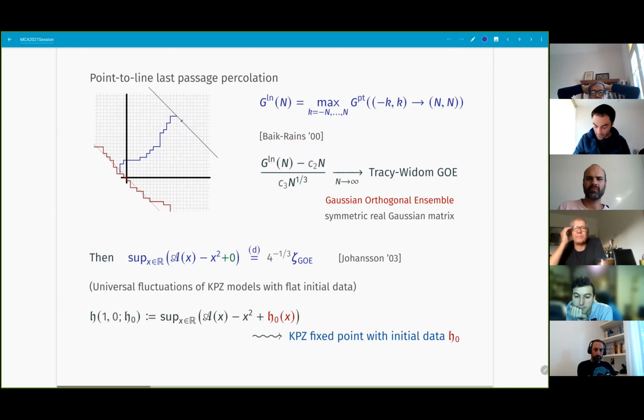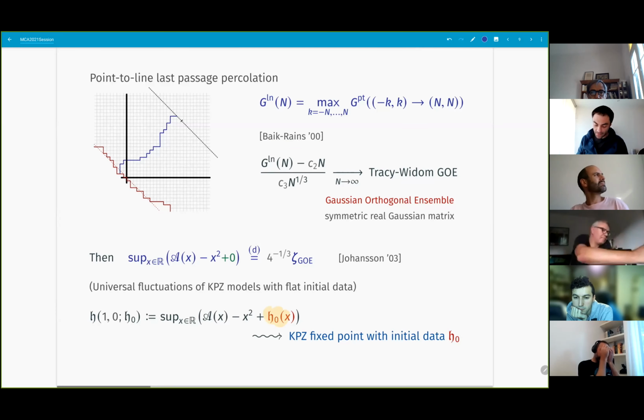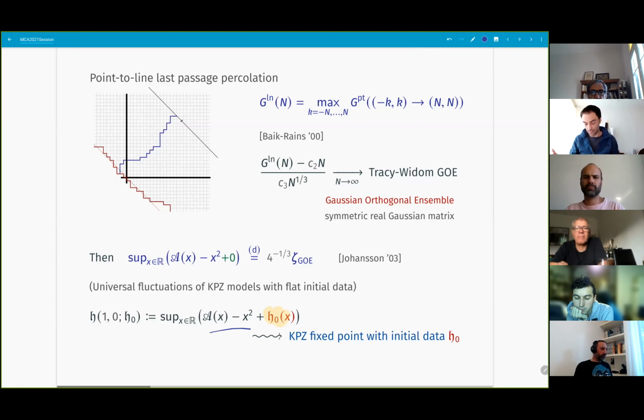What I'm trying to say here is that this is just an instance of a general fact that for any KPZ model, if you start with some general initial condition, something like this red curve, which converges to some limiting initial profile H0, then the fluctuations of this KPZ model are given in distribution as the supremum of the same Airy2 process minus a parabola plus this initial condition.